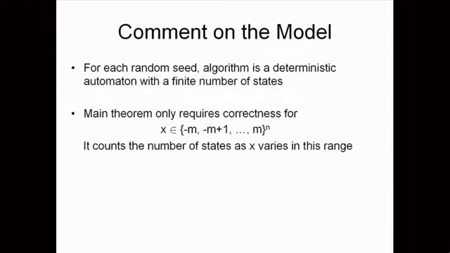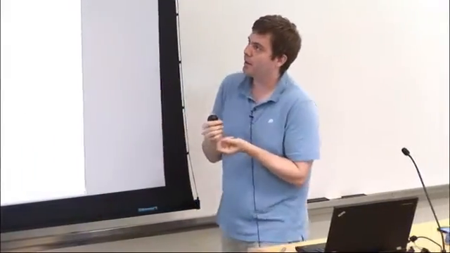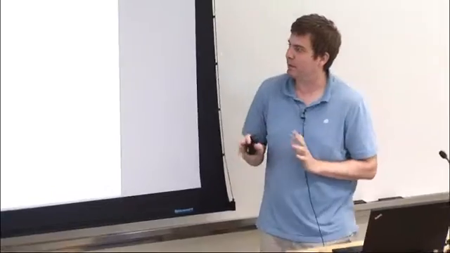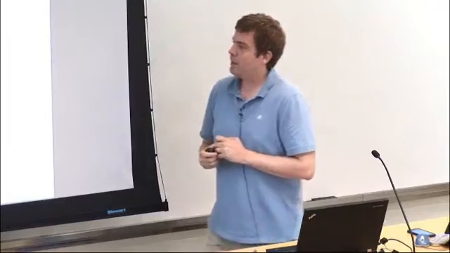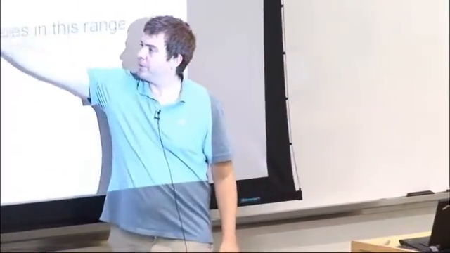Okay. So another comment on the model is the following. For each random seed, the algorithm becomes a deterministic automaton with a finite number of states. I'll describe more what that means in this context in a few slides. But let me say the following: the main theorem only requires correctness under the promise that x is inside of this bounded integer box at the end of the stream. So you're given this promise that x undergoes all these updates to its coordinates, and then at the end it's inside of some integer box.